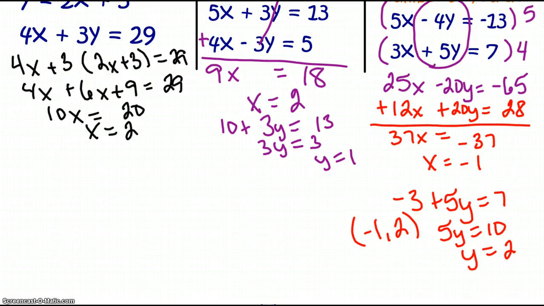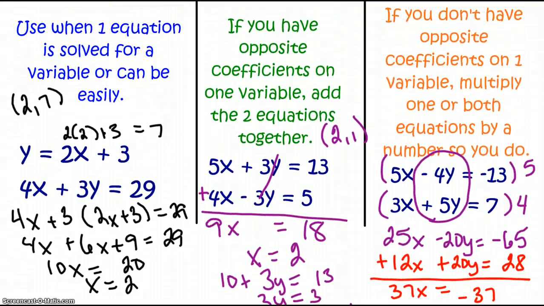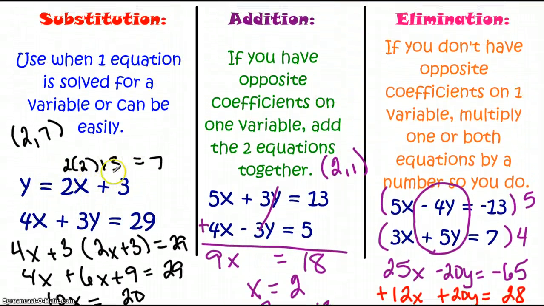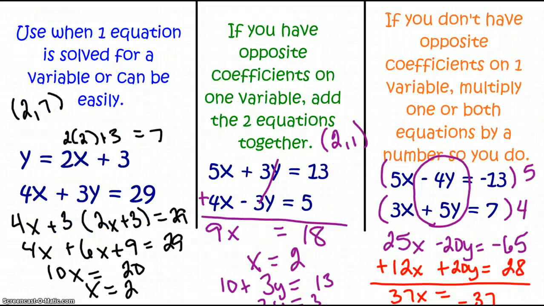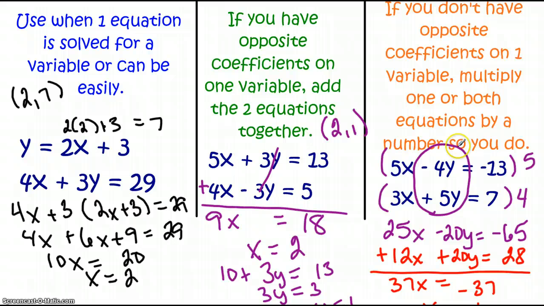So our three methods: substitution, when we have one that's solved for y, or that we could easily rearrange and solve for either x or y. It doesn't have to be y. Addition, if we have opposite coefficients on one of our variables. If they're exactly the same, then all you're going to do is change the signs on one so that when you add them together, they do cancel out. And the last one, if we can't use either of those two, we're going to create opposites and use our addition method. So we're going to multiply, and sometimes you only have to multiply one equation, sometimes you have to multiply two.